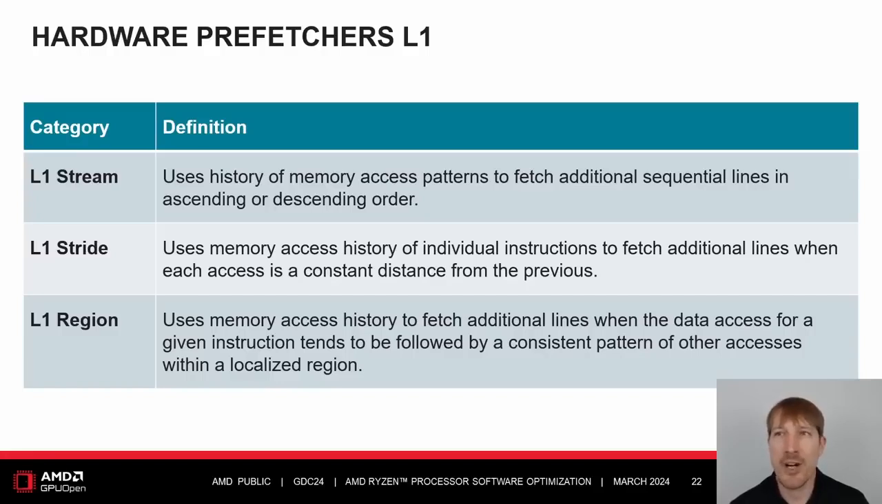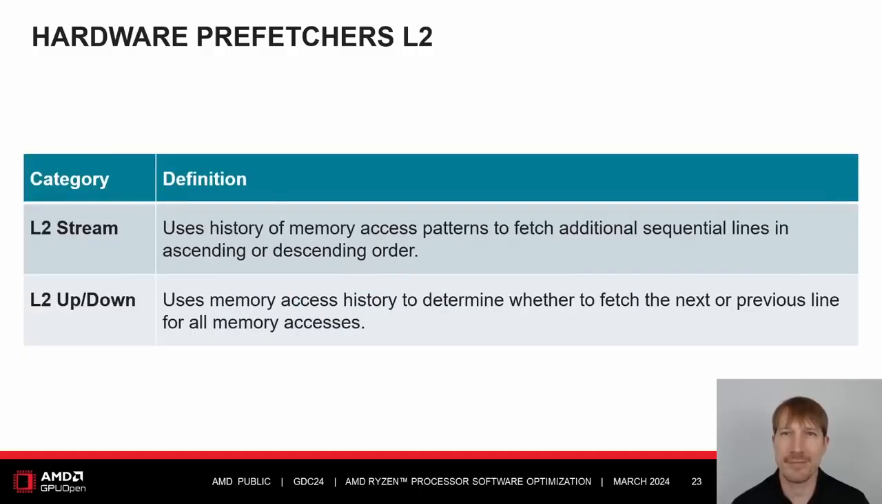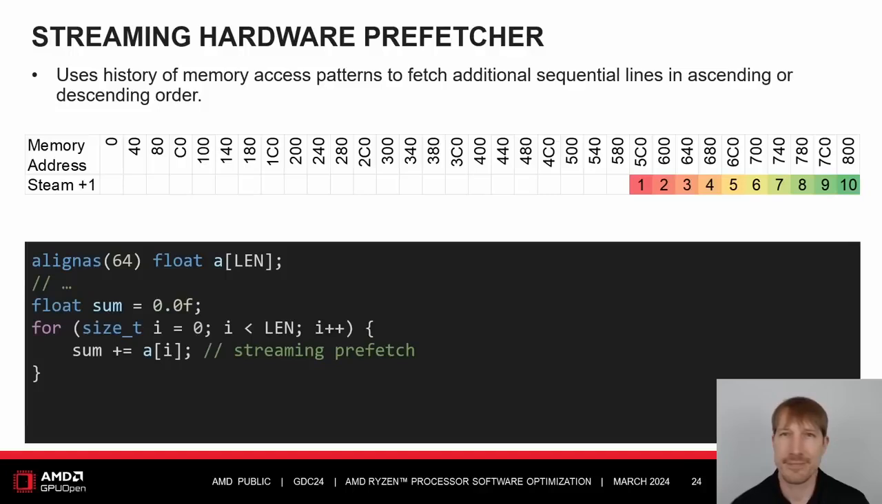Designing data structures that match hardware prefetcher access patterns may improve performance. The L1 data cache stream and stride prefetchers are my favorites. Stream prefetchers may fetch additional sequential lines in ascending or descending order. Stride prefetchers may fetch additional lines when each access is a constant distance from the previous. The L2 cache also has a stream prefetcher. Additionally, the up-down prefetcher may fetch the next or previous line. This simple example may trigger a streaming hardware prefetcher as it iterates the contiguous array. Similarly, iterating a standard vector may also trigger this prefetcher.